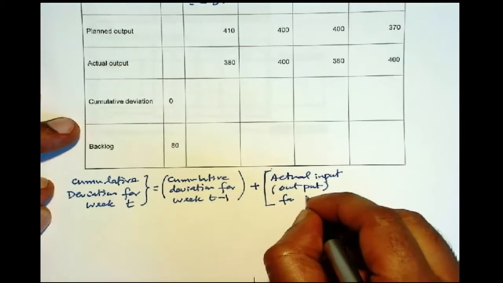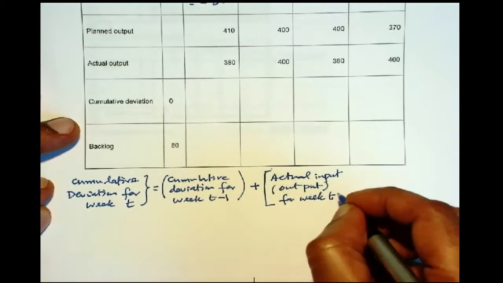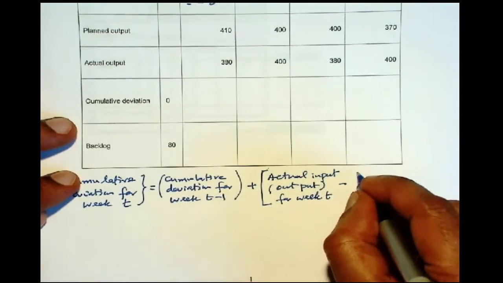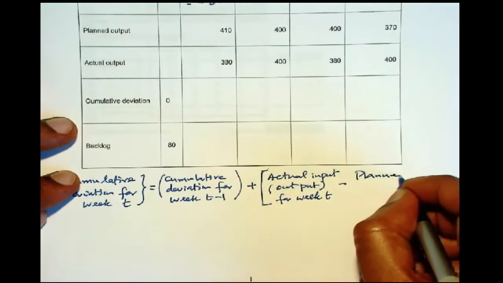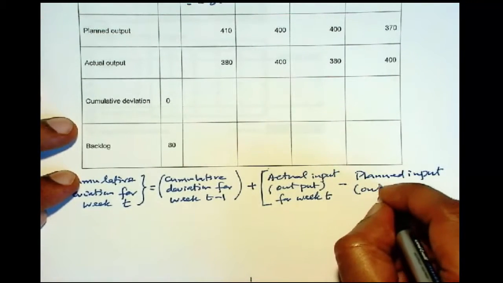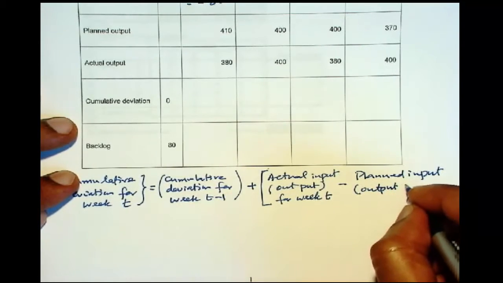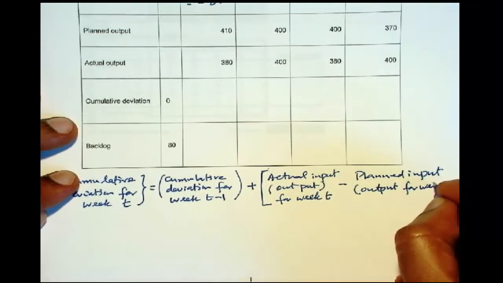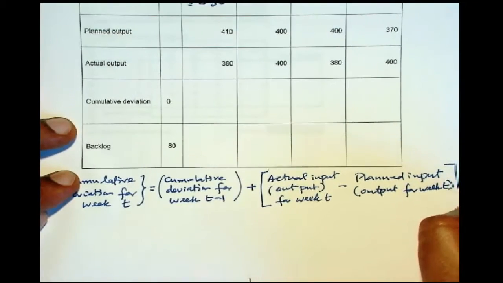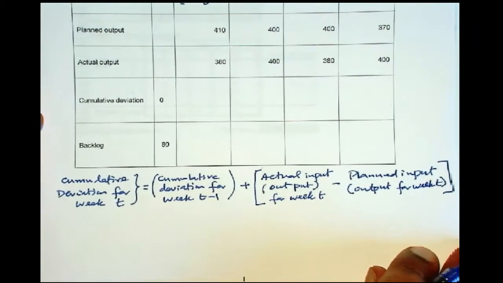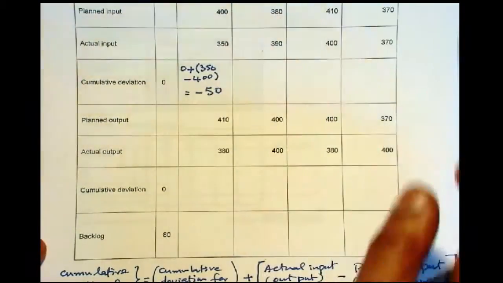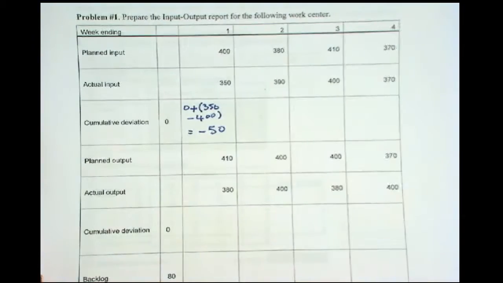For week T, minus planned input or output for week T. So this will give us the cumulative deviation as we go through one week at a time.